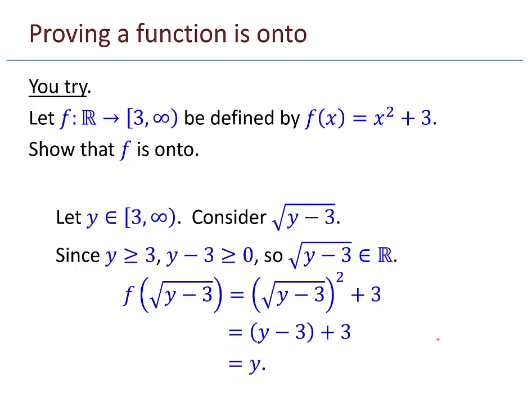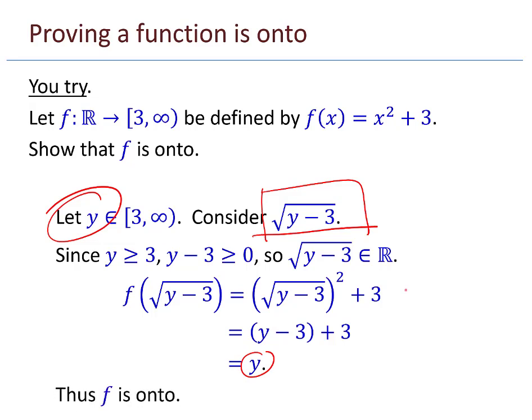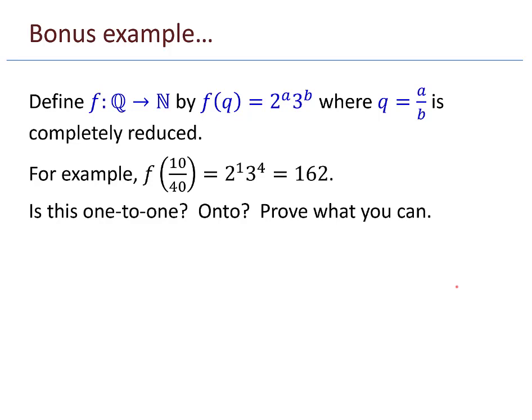So we did it. I picked an arbitrary element in my codomain, and I found something in my domain that maps onto it. This function is onto. All right, a bonus example. You weren't expecting this, were you?